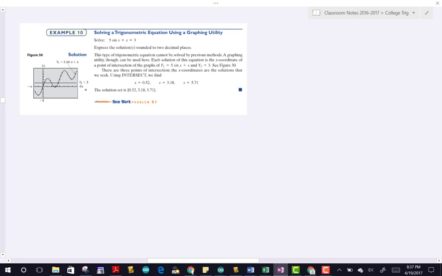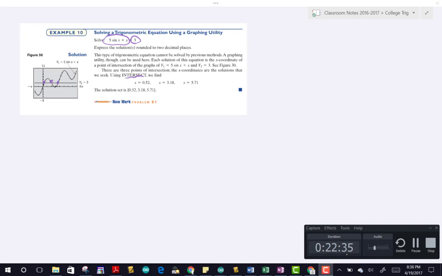In example 10, when we're solving by graphing, what we want to do is to let each side of our equation be a function in our calculator. So we're going to graph y equals 5 times the sine of x plus x, and we're going to let y equal 3, and then we are going to look for the places on our graph where there are intersections. And we use the intersect feature on our calculator, and that gives us our 3 solutions. Sometimes you're going to have to be careful about your window, so just pay attention to what your values look like and set your window up from there.